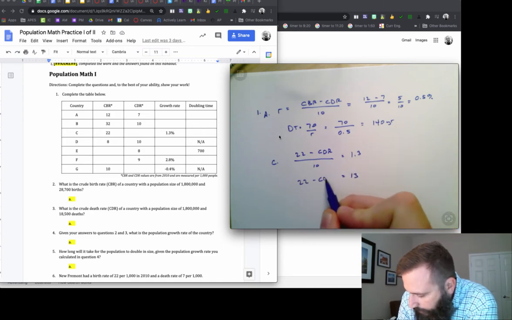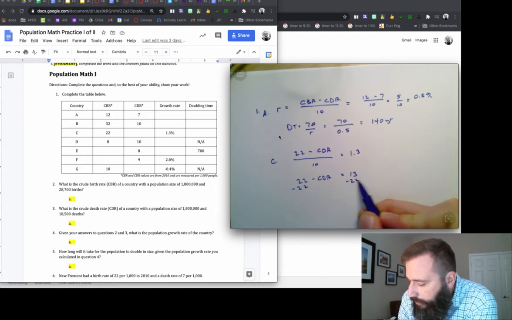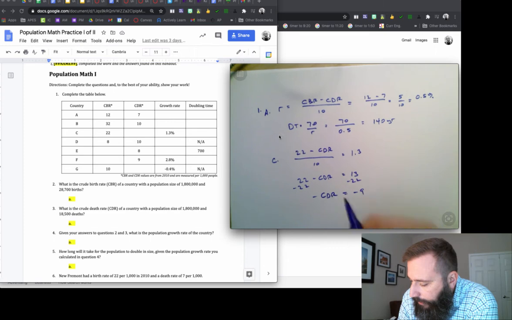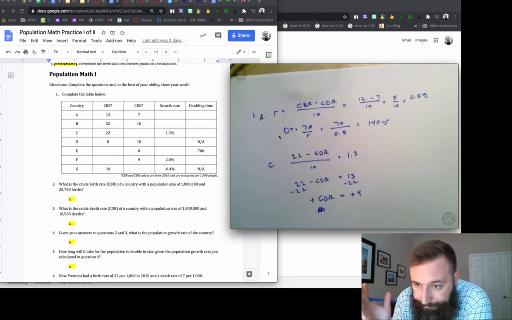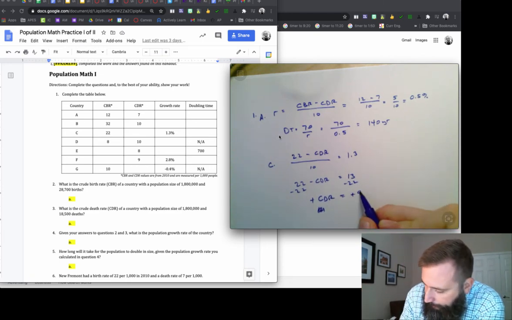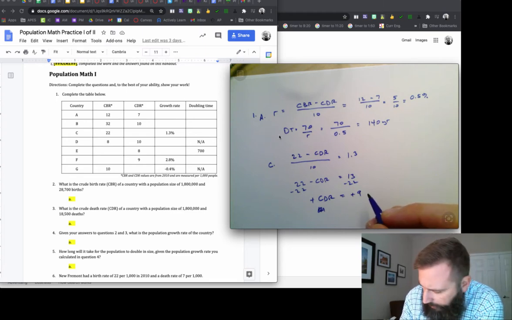22 minus CDR equals 13. I've got to get CDR by itself, so I'm going to subtract 22 from both sides. That's going to be negative CDR equals negative 9. If both sides are negative, then we can just make it positive. So the CDR is 9. Nine individuals die per 1,000 is the way we can read that.